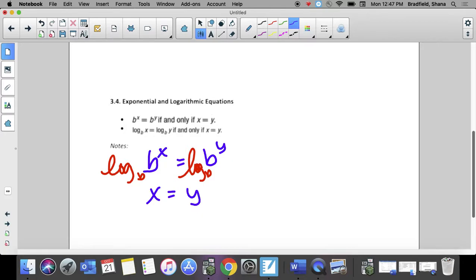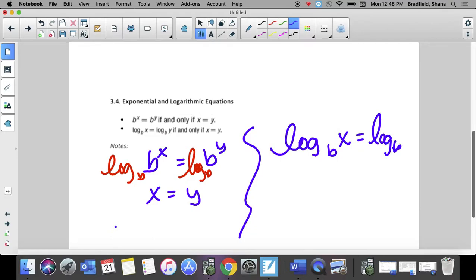And then for the logarithmic one, I would do the opposite, and instead of taking the log of both sides, I'm going to put a base on those. Say log base b of x equals log base b of y. That's the original problem. Then to get rid of the logs, I'm going to put a base of b on both sides. It's based on whatever's right here. And that leaves me with x equals y as well, based on the rules in 3.3.